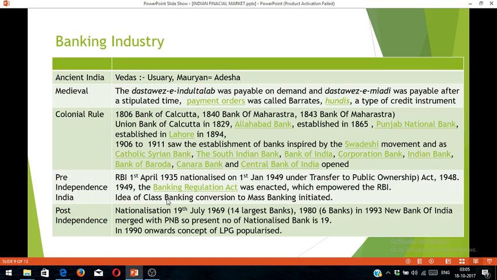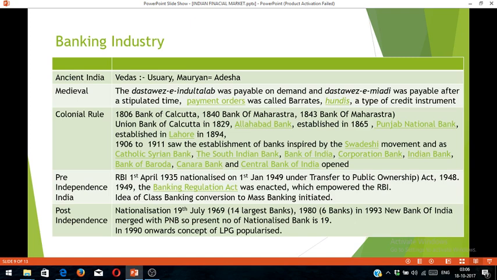Then came the idea of converting class banking into mass banking. Before the establishment of the RBI, banking channels were used only by the upper class, high-class Britishers and the rich. But after its establishment, political leaders started to transfer class banking to mass banking, so that banking services would reach the rural masses also.